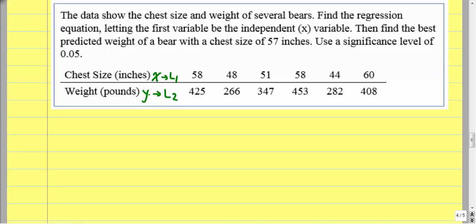So we're going to test this from beginning to end. To get started here, we need to go through the tests and check to see if there's a linear correlation here. So I think the first thing that we should do is to enter our data in L1 and L2, calculate the correlation coefficient, and look at a scatter plot.